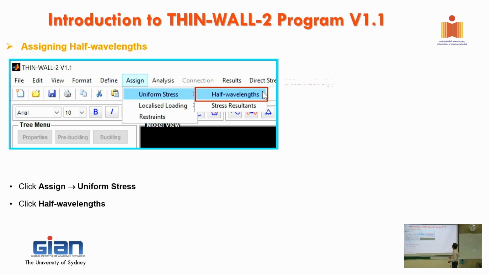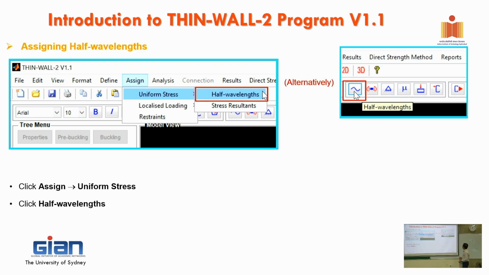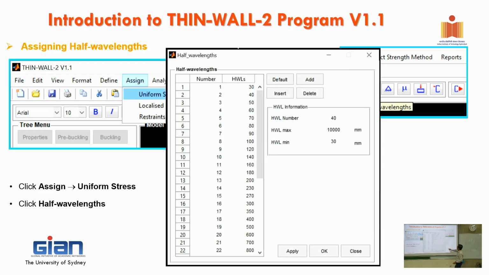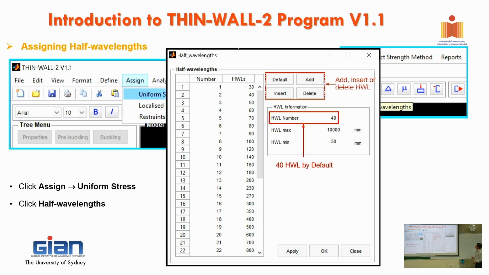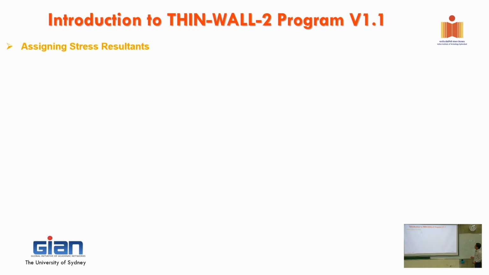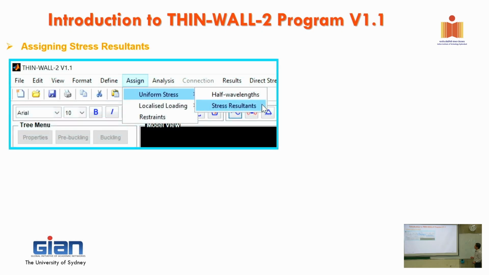Right. So what I'm saying here, you got a 40 halfway length. It's running from 30 millimeter, 45, 50, going all the way along to 10,000. And you can add somewhere in the middle, like I say in here, to get the design halfway length that you want. Okay. So by default, we got 40, but you can add and then modify if you want.